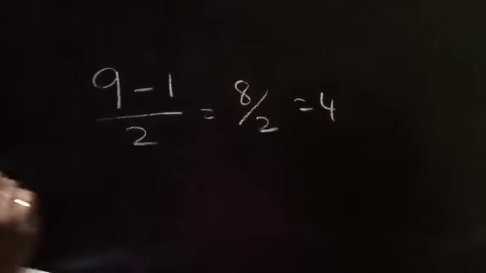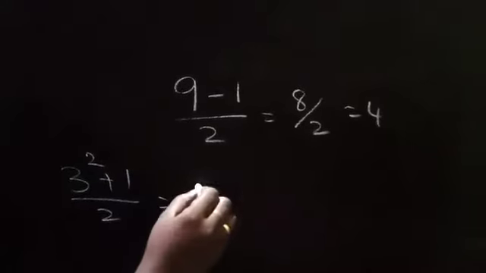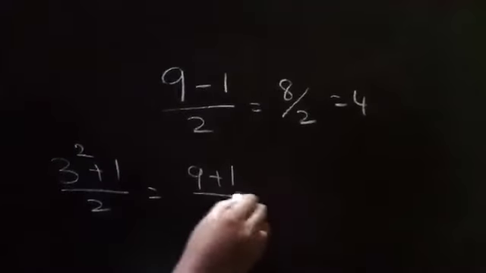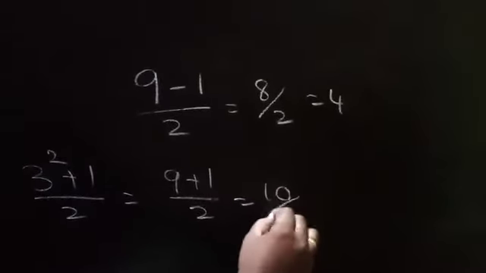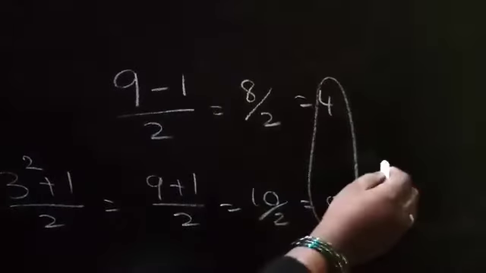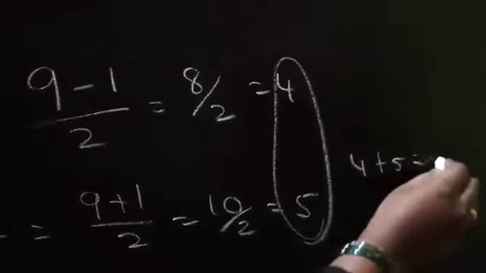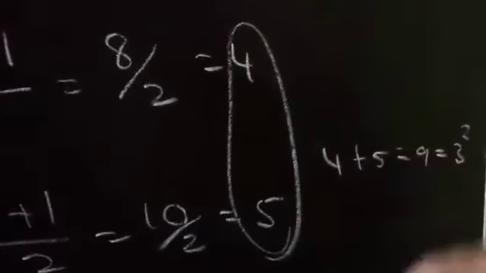The next number we are getting is 3 square plus 1 by 2. 3 square is 9. 9 plus 1 is 10. 10 by 2 is 5, we are getting. So when we add these 2 numbers, 4 plus 5 is 9. 9 is called 3 square.